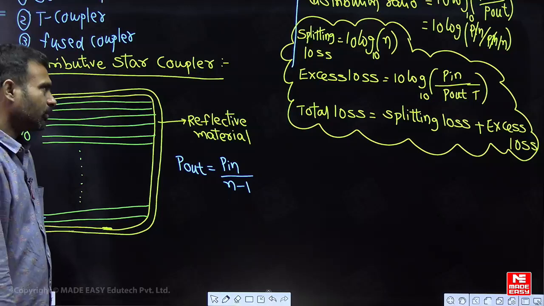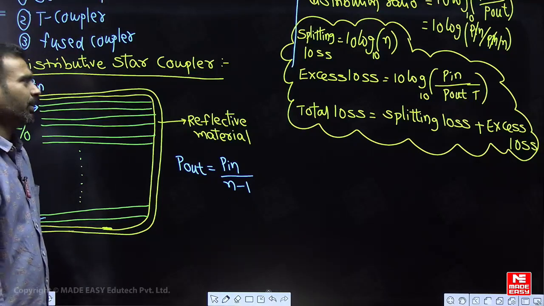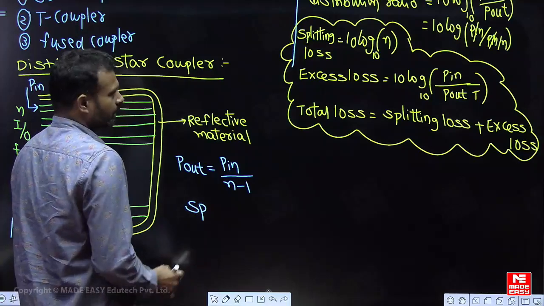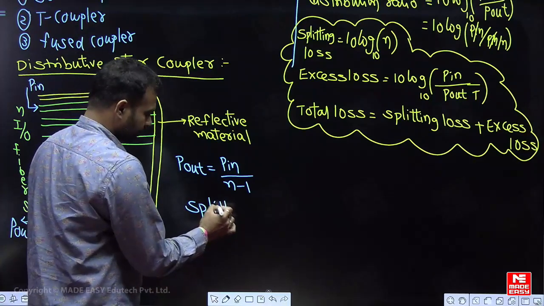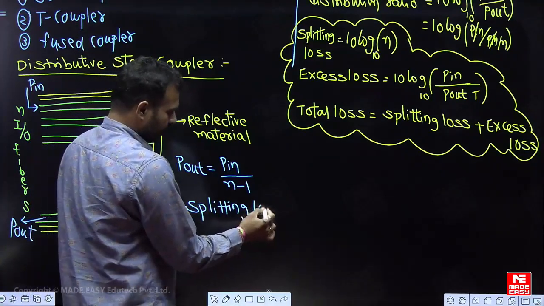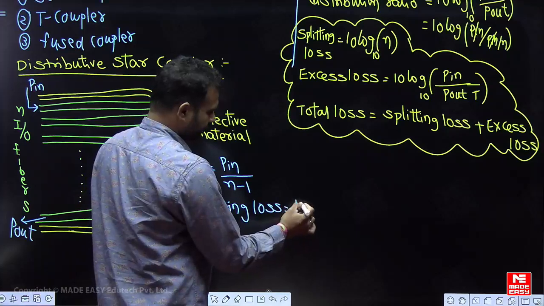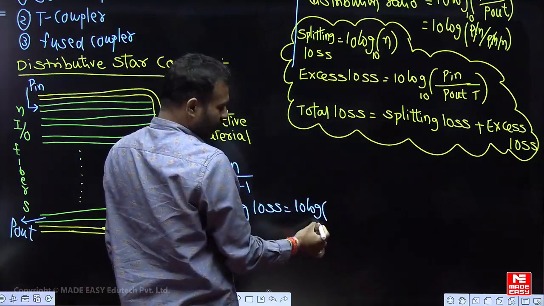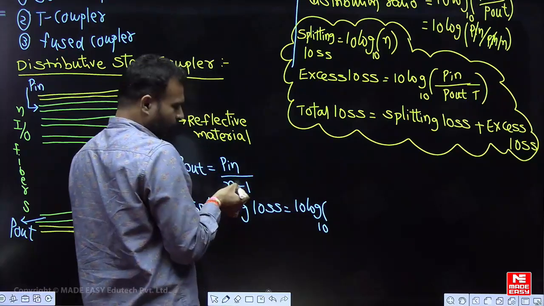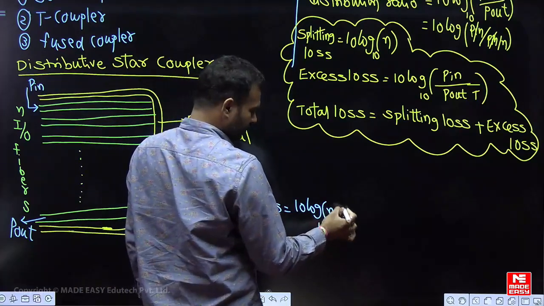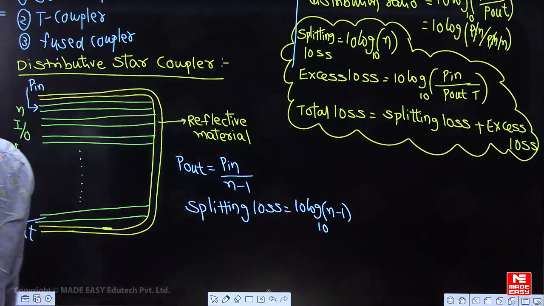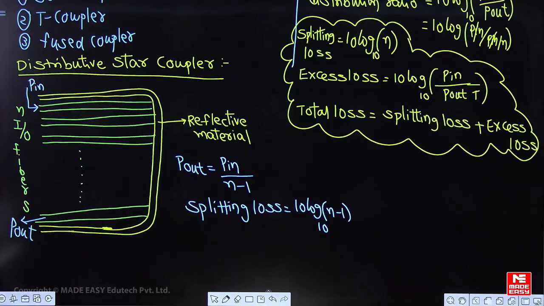So once you talk about your P out, what happened to the splitting loss? Splitting loss. N output ports are there, but how many output ports are actually there? N minus 1. So the splitting loss uses N minus 1, because of your distributive star coupler.